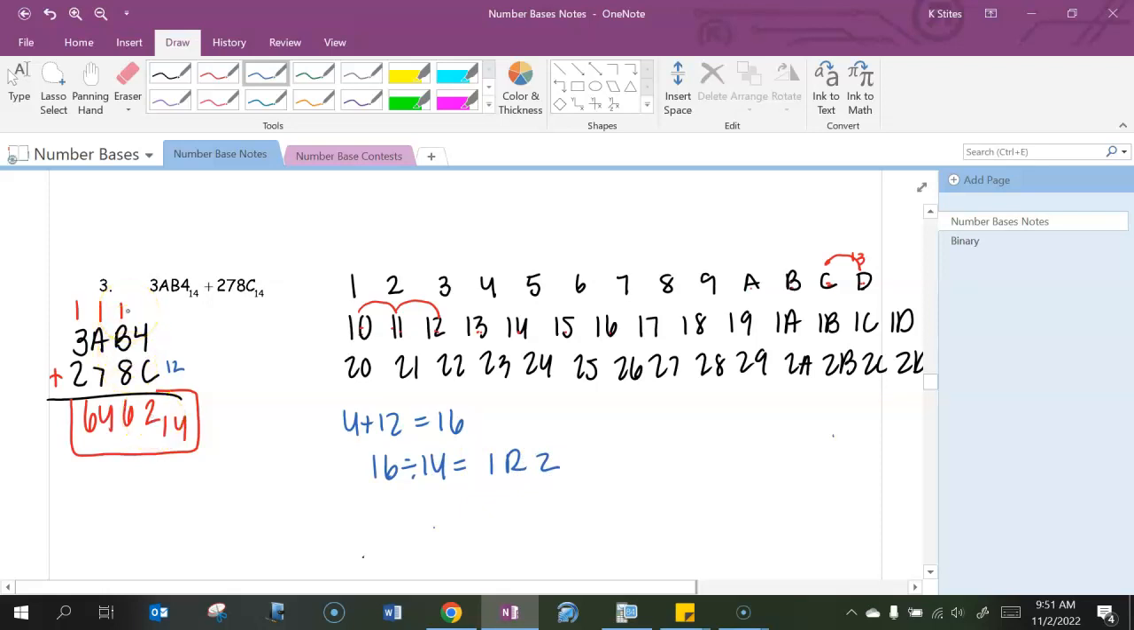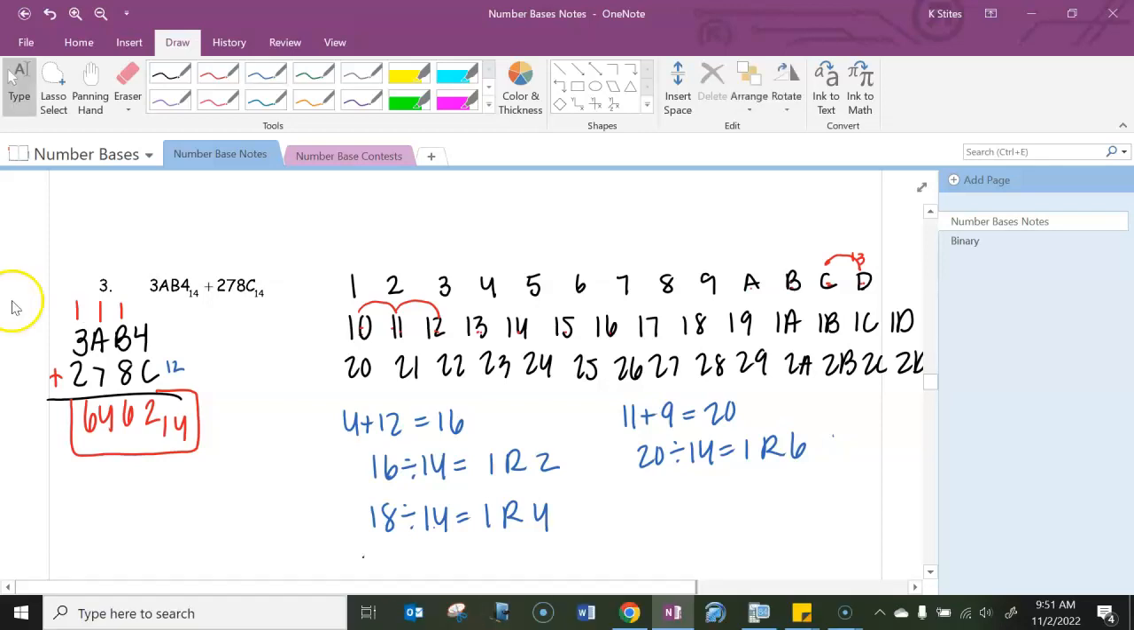B plus 9, B is like 11. So that's 20. 20 doesn't exist in base 14. So 20 divided by 14 is 1, remainder 6. So there's your 6, there's your 1. A plus 8, that's going to be like 18. Divided by 14, that's a 1, remainder 4. Again, there's your 4, carry your 1. And finally, 3 plus 2 plus 1 is 6. Okay, so if you can do this, it is faster, but ultimately it's up to you.